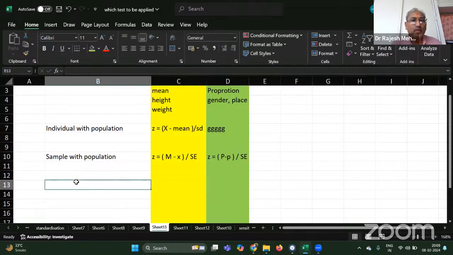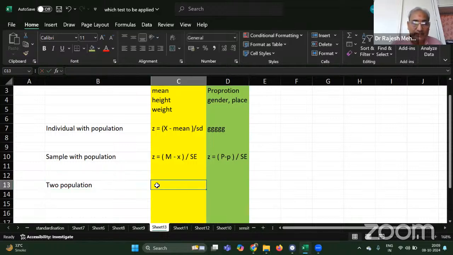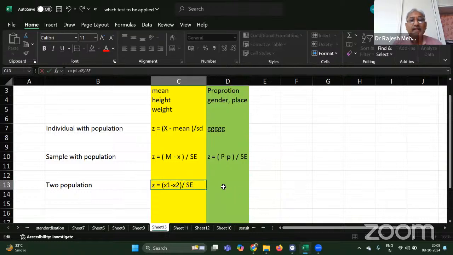In another case, you want to compare two populations. When you want to compare two populations, essentially you are comparing two samples which are taken from the population. So when you want to compare two populations, Z will be equivalent to x1 minus x2, that means mean 1 minus mean 2, divided by the standard error of the difference between two means, right?